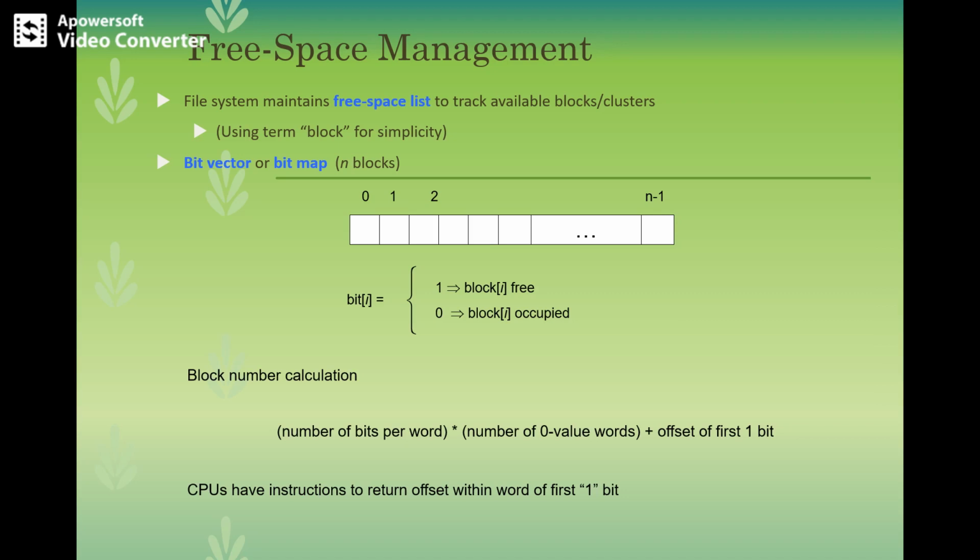How do we calculate the block number? It is calculated as the number of bits per word times the number of zero-value words, that is, how many blocks have been occupied times how many bits there are in each word, plus the offset of the first 1 bit. The CPU has several instructions to return the offset within the word of the first 1 bit.